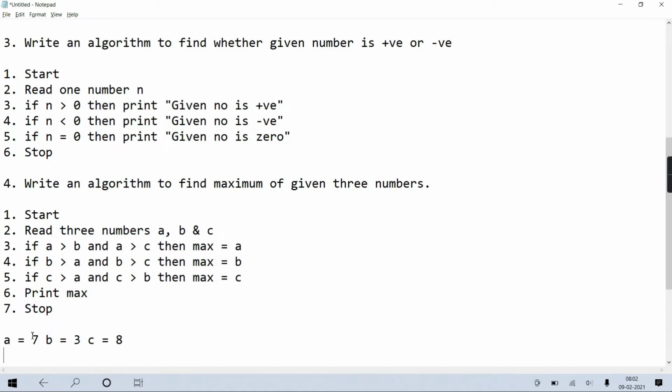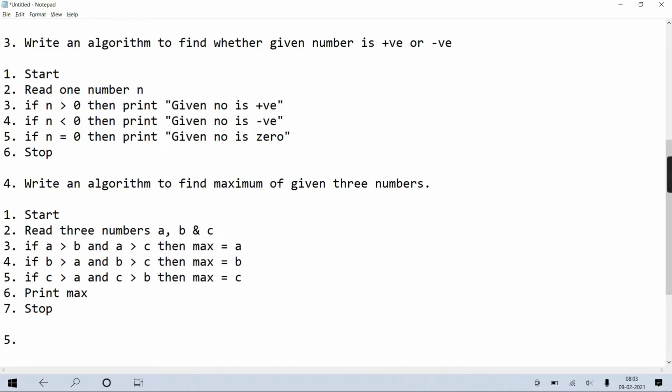Now it will check whether 3 is greater than 7 and 3 greater than 8. No. So it will check whether 8 is greater than 7 and 8 is greater than 3. Yes, 8 is greater than both 7 and 3. So in max, what is stored? C, that is 8. And then it will come here, print max. So what is there in max? 8. And then stop. Getting it? So this way you can evaluate it.